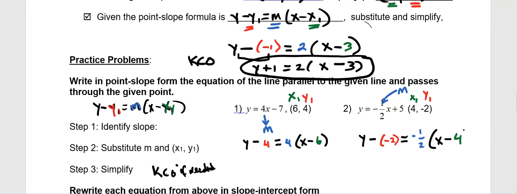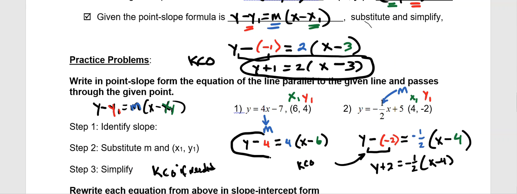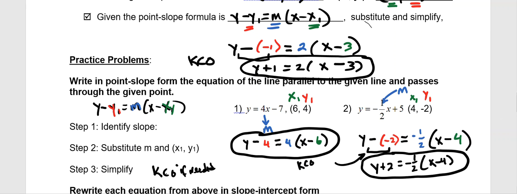So I hope what we just did here is a real quick and basic review, okay? We take a look, there's no simplifying to do in this equation. Oh, we see the simplifying to do right there. There's my KCO, there's the need for KCO. So our final equation is going to read as y plus 2 equals negative 1/2 parentheses x minus 4, at least for the second equation. So here's our complete equation in point slope form for number 1, and here's our complete equation in point slope form for number 2.